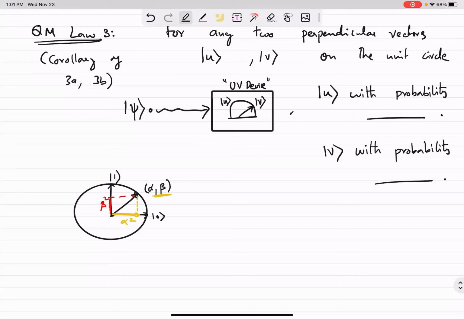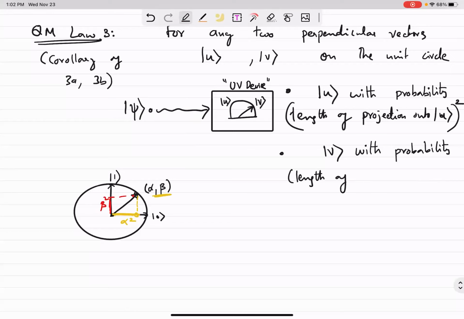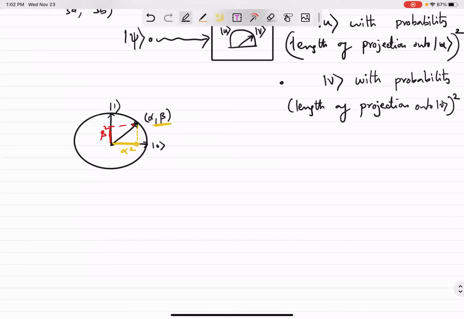Probability, length of projection onto... So, if I have a general basis, two perpendicular vectors, I build a device, I pass it through it, then this is what happens.